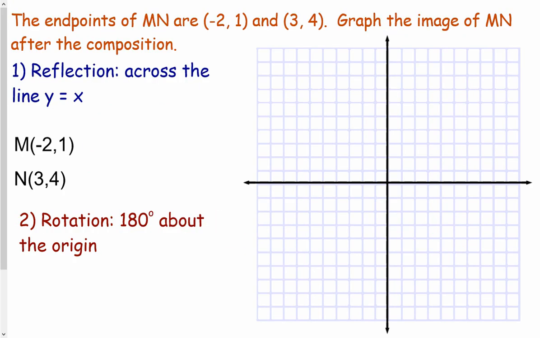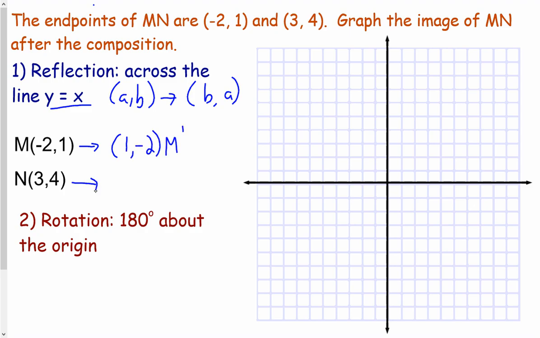Next, the endpoints of MN are negative 2, 1, and 3, 4. Graph the image after the composition. So notice it's telling us, step 1, reflect across y equals x. Now, some of these might be ones that we calculated more than graphed. We would still graph them, but a lot of these, like this first step, we used a pattern: if our point's A, B, y equals x is going to flip them around. We're going to be B, A. It's going to flip our x and y values. So if M is negative 2, 1, my new point is going to be 1, negative 2, M prime. And same thing with 3, 4 here. It's going to be 4, 3, N prime.